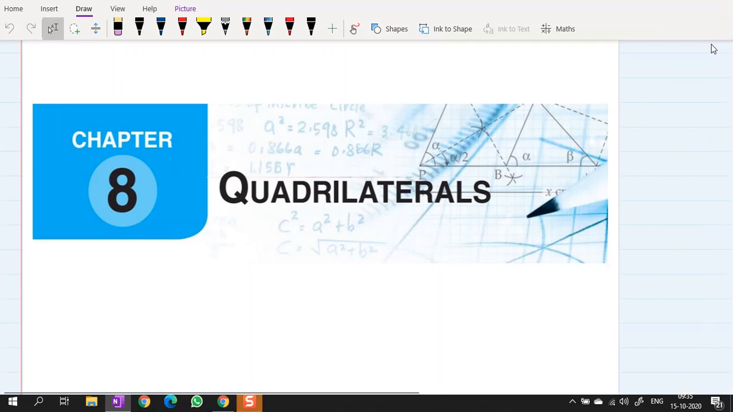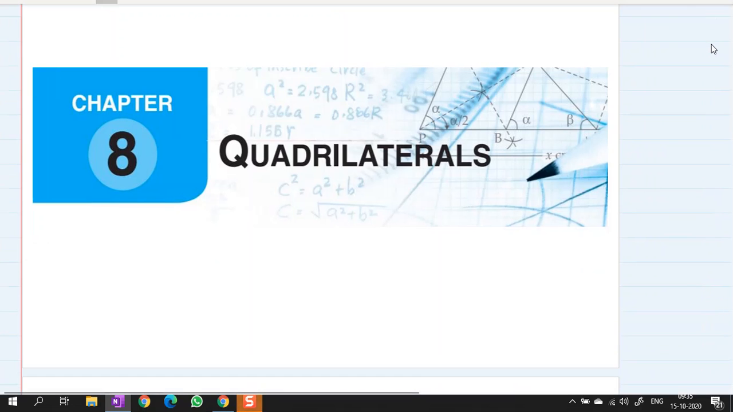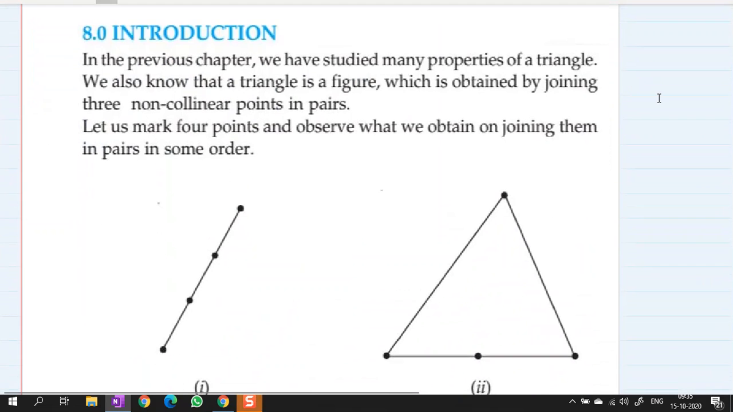Hello everyone, today we are going to start with a new chapter of mathematics, quadrilaterals, chapter number 8, quadrilaterals. Okay, so let's see what is quadrilateral.